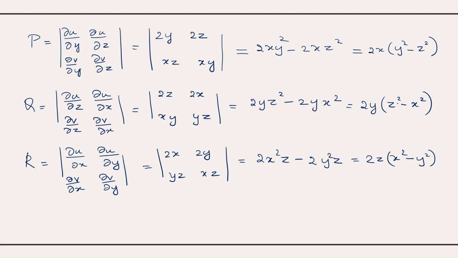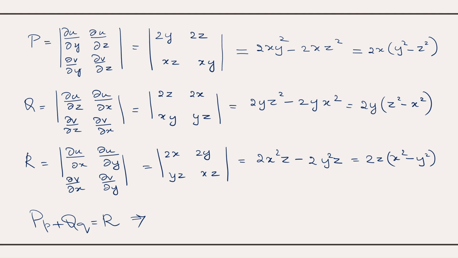Now these are capital P, capital Q and capital R. So finally, the corresponding partial differential equation by eliminating the arbitrary function phi is, we know that Pp plus Qq is equal to R.